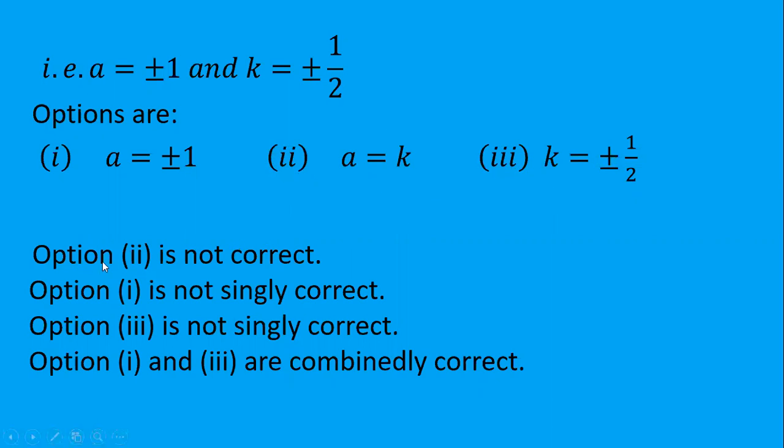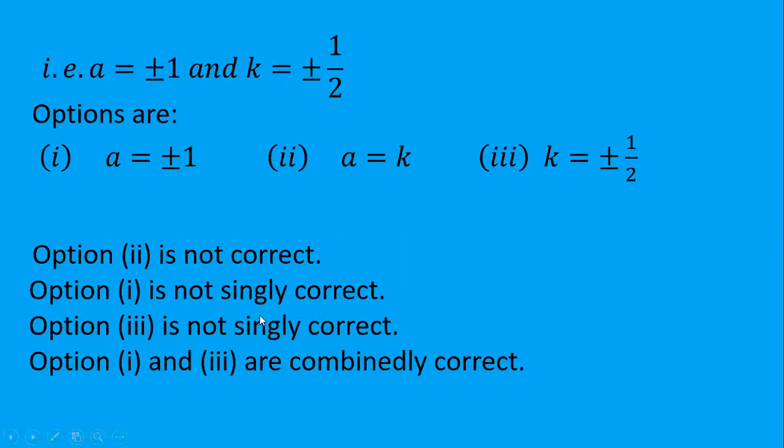See the conclusion. Option 2 is not correct because this one doesn't give any decision to us. Option 1 is not singly correct because this one should be true at a time. Option 3 is not singly correct. So this one and this one should be tied up. So option 1 and 3 are combinedly correct.